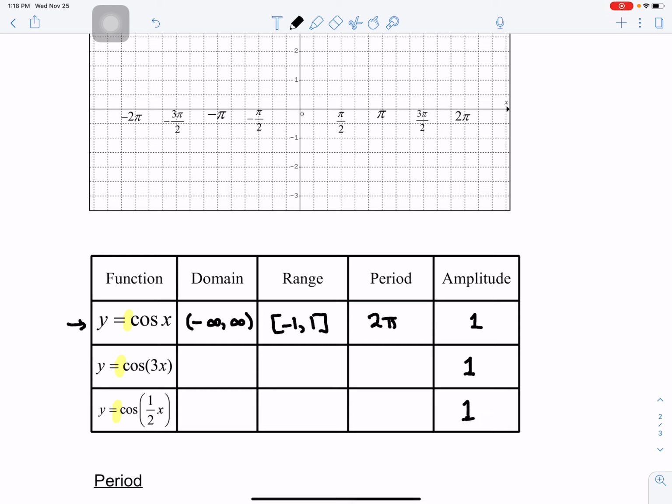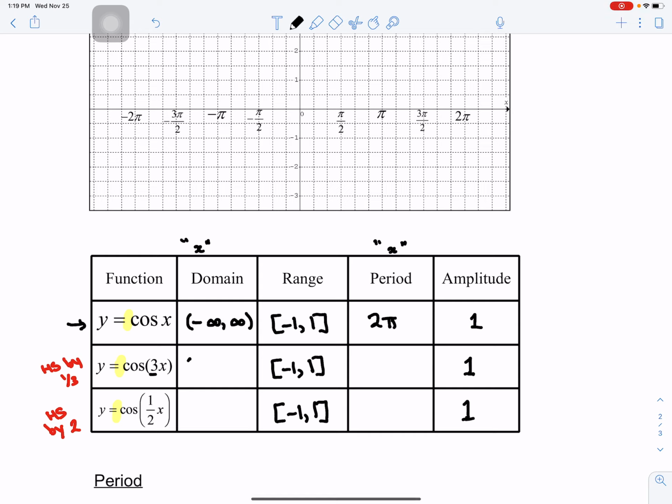I don't have a vertical stretch happening. My range is a y change, so nothing is going to happen to my range. However, this is an x change, and this is an x change. So we want to remember that this 3, my b value is 3, so this is like a horizontal stretch by 1/3, and this is like a horizontal stretch by, not by 1/2, by 2. And so literally my x's get multiplied by 2.